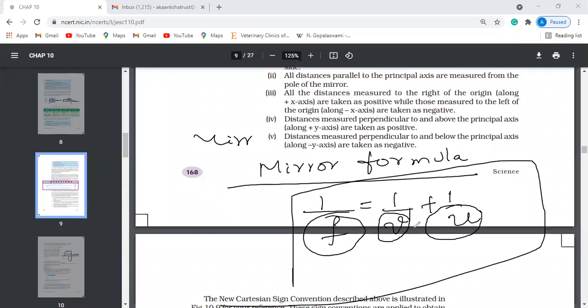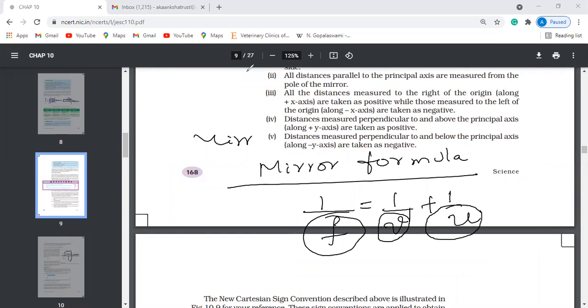1 by f is equal to 1 by v plus 1 by u. See, you have to remember it in the same way. Just remember this in the same way.